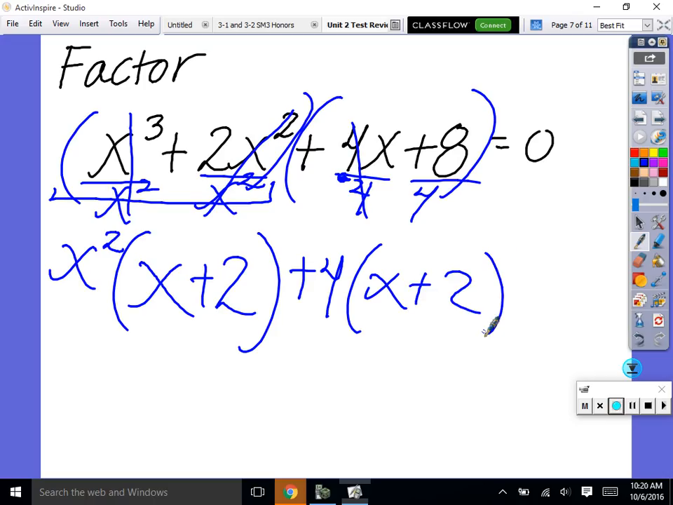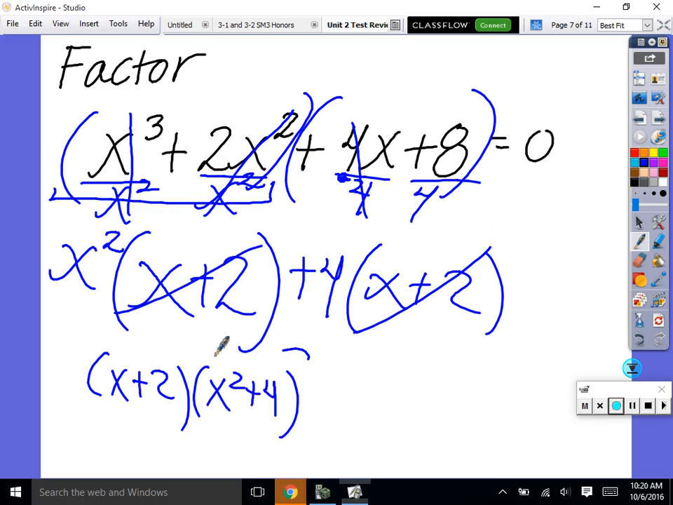Is your parentheses the same? If so, you know you've done it correctly, but don't stop here. You're not done. We've got to factor out x plus 2. Now we pulled that out, put it in front. Left was x squared plus 4. We factored by grouping. Does that make sense, everybody? Okay, practice those 2 on the test review.